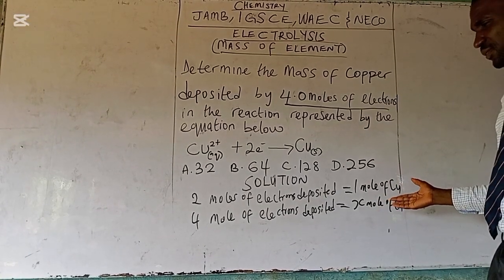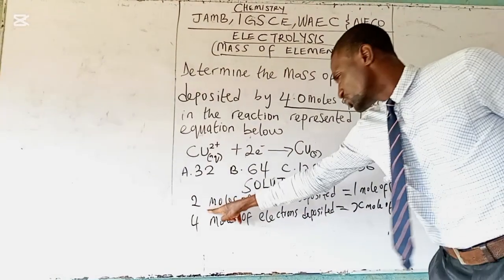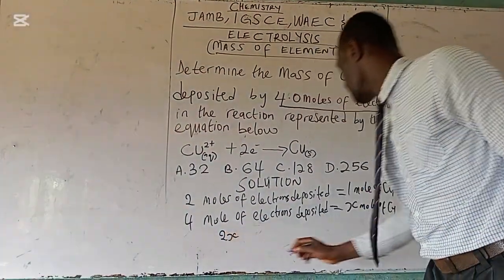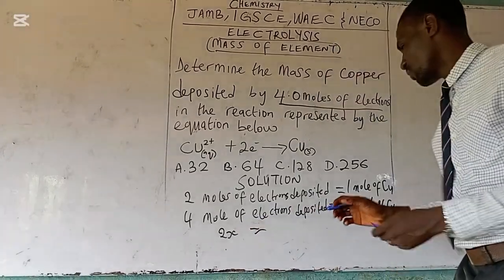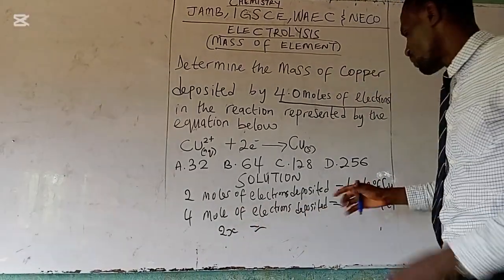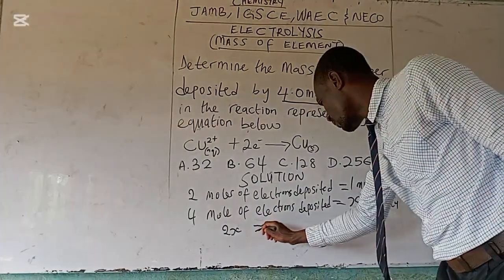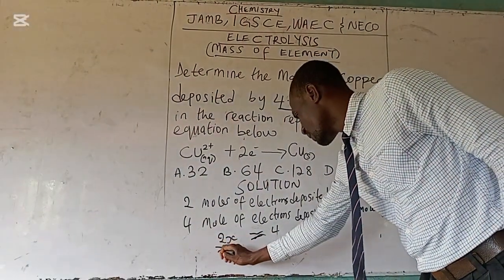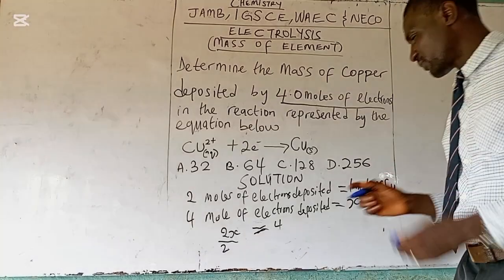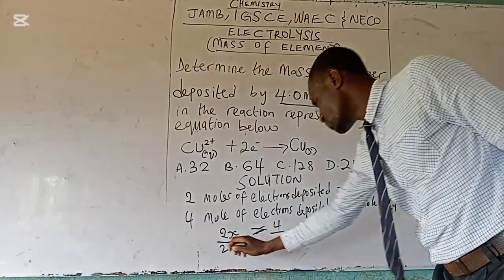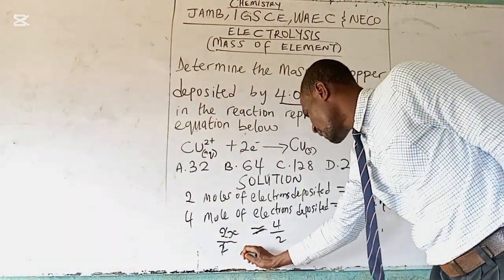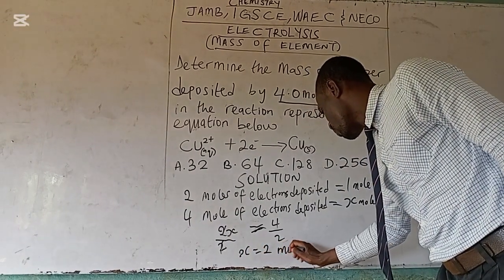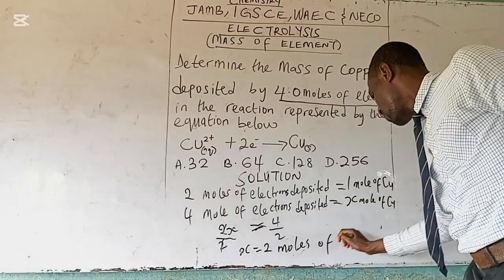Mathematically, cross multiply. When we cross multiply, we have 2 times x, we have 2x equal 4 times 1. We have 4 here. To get our x, we divide by the coefficient of x, which is 2. 2 cancels 2. So x equals 2 moles of copper.